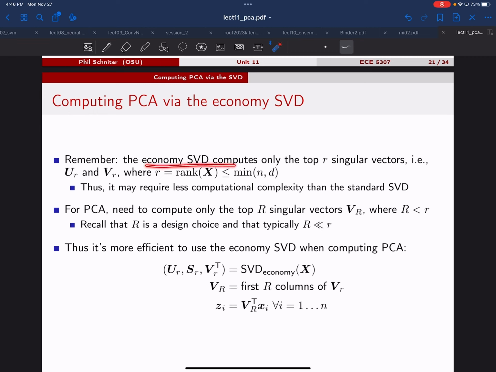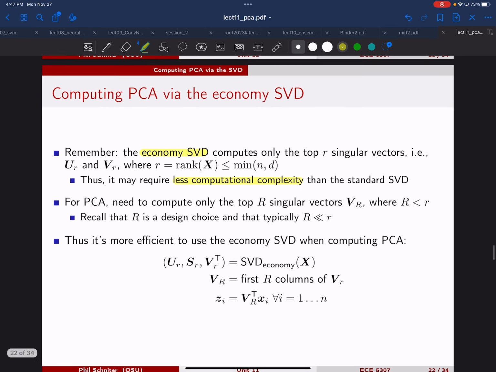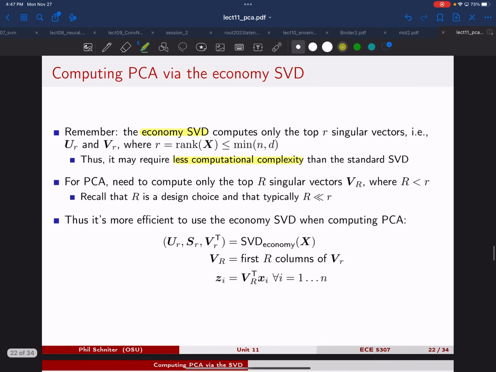The economy SVD computes only the top R singular vectors, where the rank little r is less than or equal to the minimum of either of the two dimensions of the original X matrix. So basically, let's use the economy SVD. That's going to be less computational complexity. So essentially, this is how we do it here.